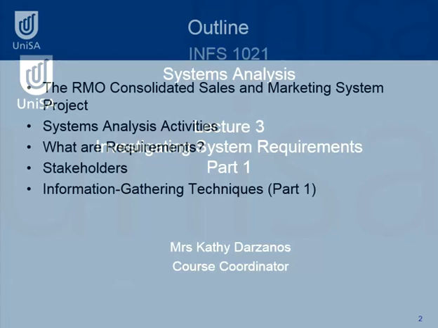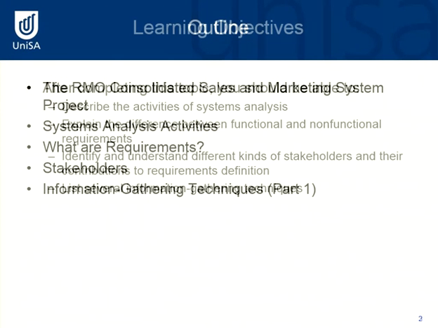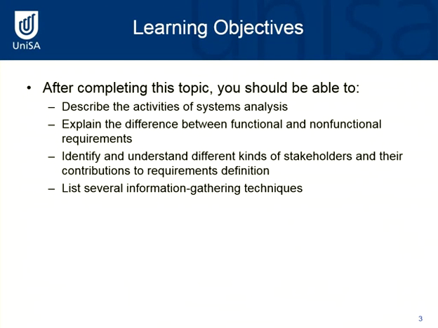So, investigating system requirements. These are the things you should be able to do after completing this topic. We're going to look at the systems analysis activities. What do we mean by systems analysis? What activities are involved in performing systems analysis? And looking at those in detail to establish what needs to get done as a systems analyst.